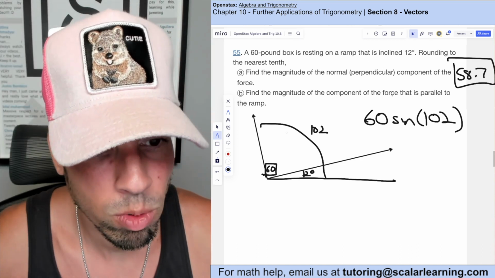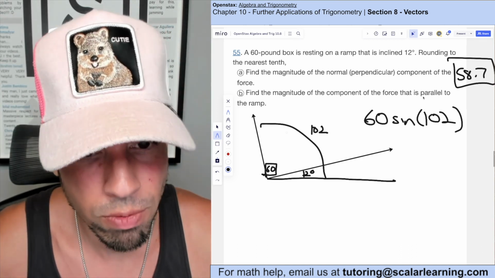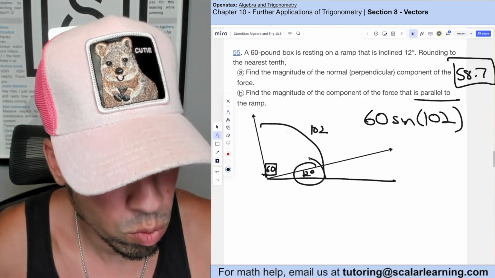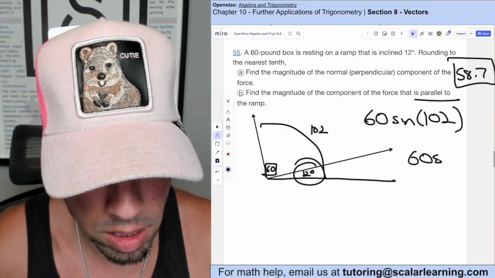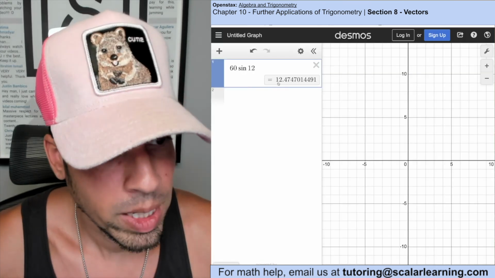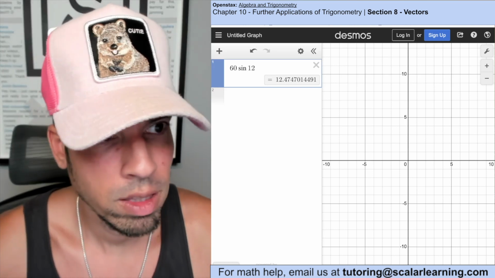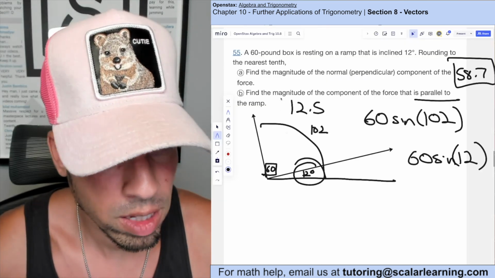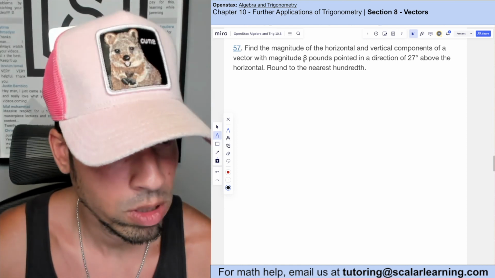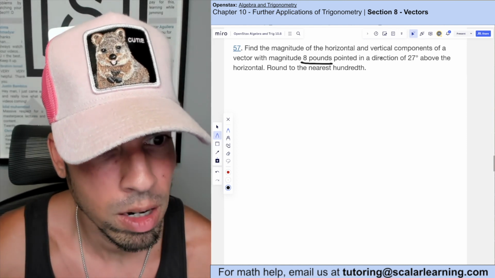Okay, now part B. Find the magnitude of the component of the force that is parallel to the ramp. So that's basically with our original angle. Now we're going to take 60 sine of just 12. Let's plug that into Desmos. And here we get 12.5 to the nearest tenth. So for part B, 12.5 is the answer. Boom, done.